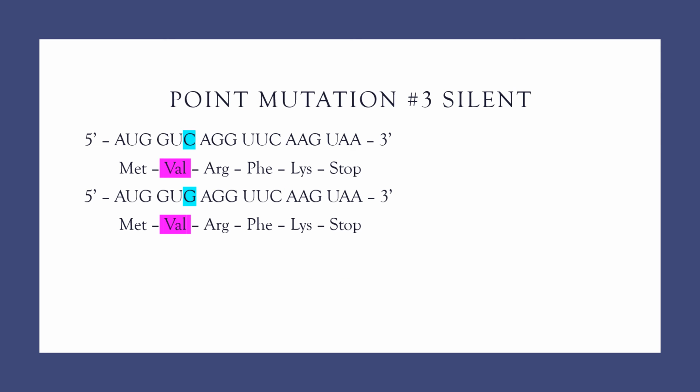Our third example is our silent point mutation, which means that the new sequence still codes for the same amino acid. The sequence shown changed from GUC valine to GUG, which also codes for valine. This sequence was also a transversion mutation because the pyrimidine C changed to purine G.